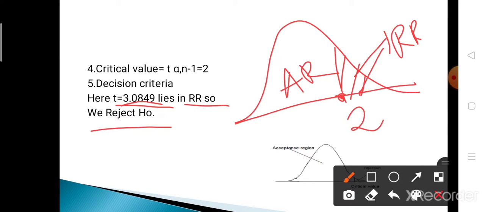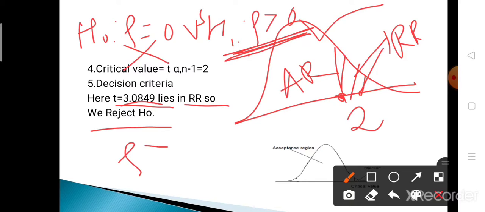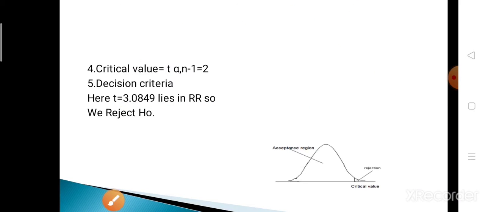So our conclusion is we reject H0, where H0 is rho equal to 0 versus H1 rho greater than 0. We reject H0, which means we accept H1, that is rho is greater than 0. That means the positive correlation exists between the variables. Okay, this is the correlation test. Thank you.